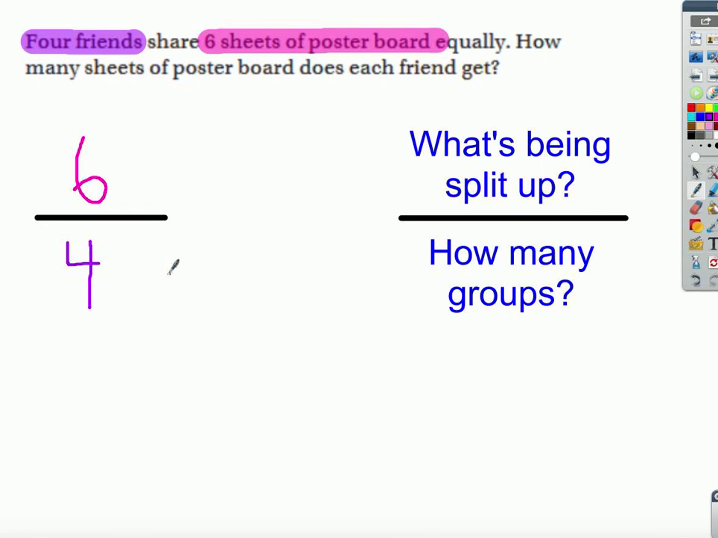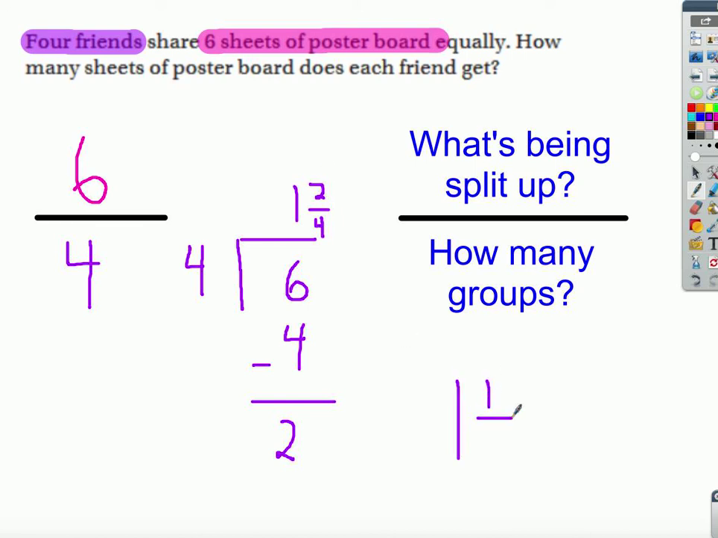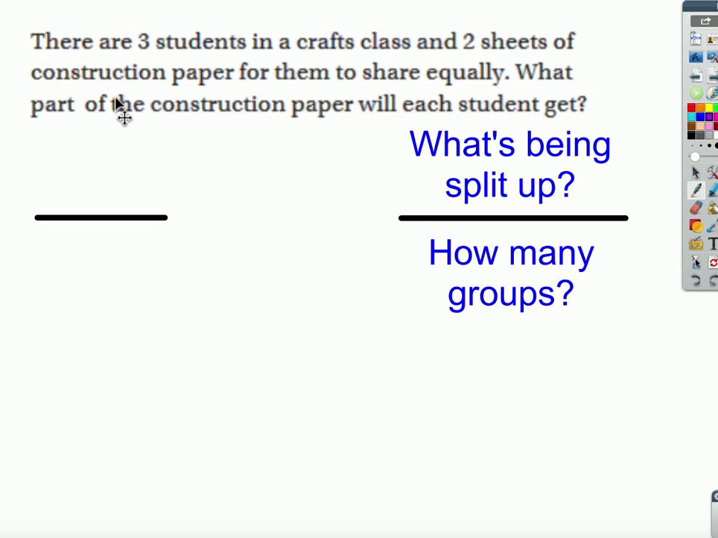Now, it's just as easy as this, and we've been working on this. This is an improper fraction. So if you get an improper fraction, you divide. So 6 divided by 4 goes in once with 2 left over. Okay, so that would be 1 and 2/4, but 1 and 2/4 is not reduced because 2 goes into both of them. So my final answer would be 1 and 1/2 sheets of poster board for each of the 4 friends. Okay, let's try another one.